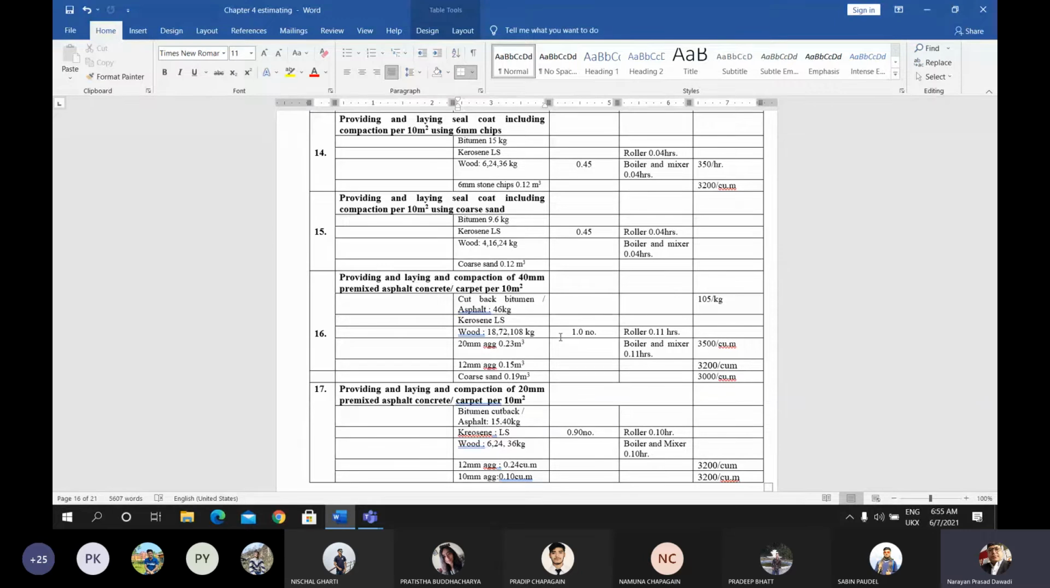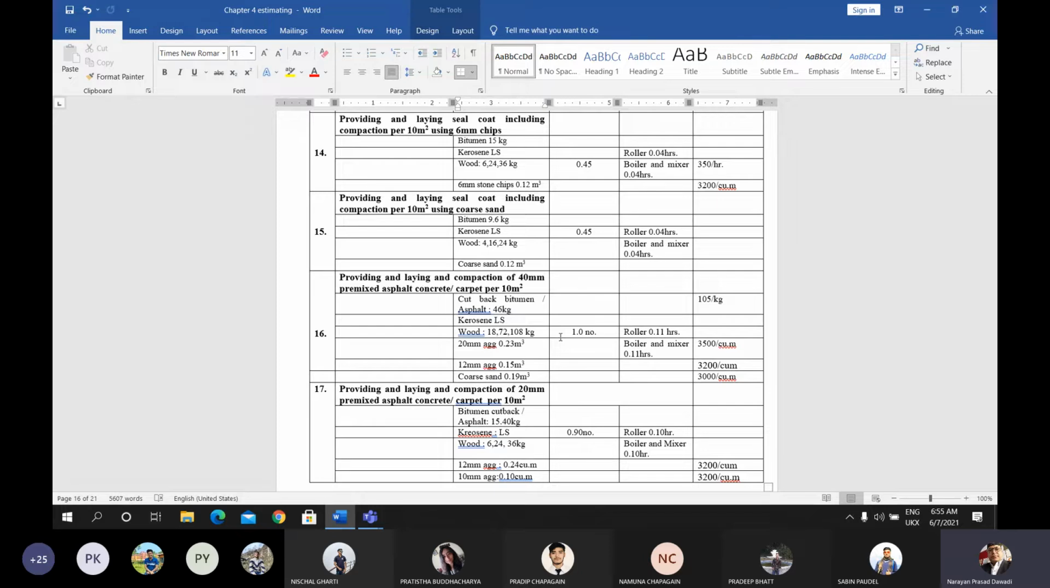All these things are the same. This is the premix, meaning ready mix, which is prepared and laid over the base course, over the tack coat, and compaction is done for providing the surface course.